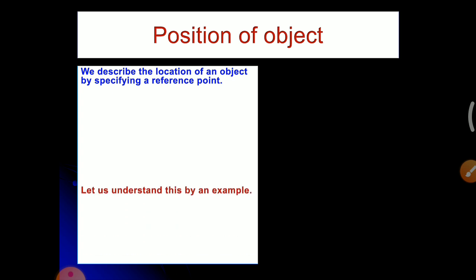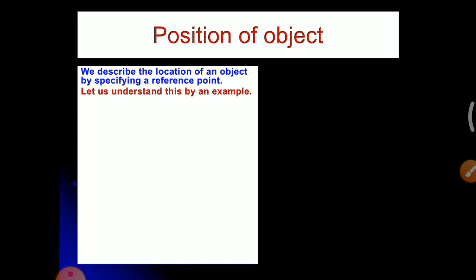First, what is meant by position of an object? We describe the location of an object by specifying a reference point. Let us understand by an example.